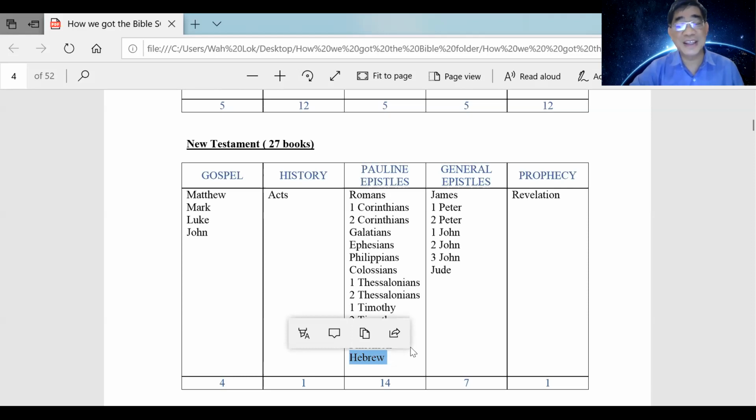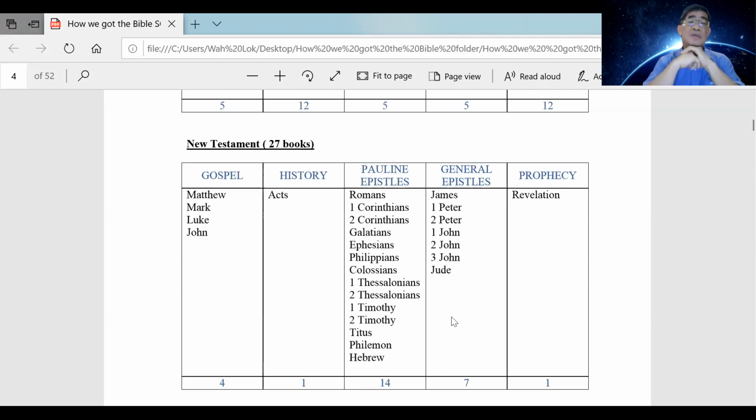We only guess it is Paul, but we are not very sure. But anyway, for simplicity, we classify it under here. And then general epistles, we've got James, 1st and 2nd Peter, 1st, 2nd, 3rd John, and Jude. And then prophecy, we've got Revelation. So you can see, if you count all together, 14 books here, 7 books here, 1 book here. Altogether, we've got 27 books of the New Testament. Okay, hope everyone is following.